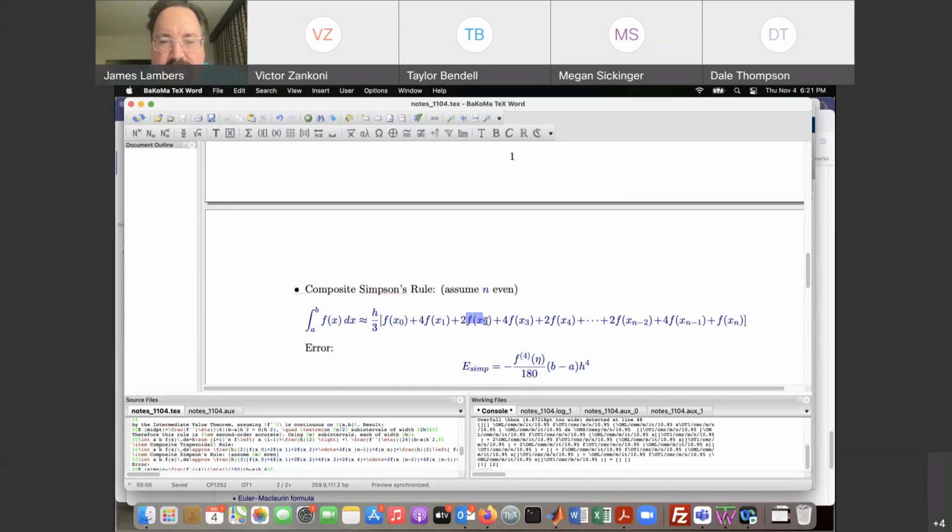But because this x2 is shared between this application of Simpson's rule and this one, it needs a coefficient of 2. So the pattern of the coefficients is 1, and then 4, 2, 4, 2, 4, 2, etc., and then 1 at the very end. So what you can see is that the amount of computational effort involved for composite Simpson's rule and composite trapezoidal rule is exactly the same. We're just multiplying these f values by different coefficients.